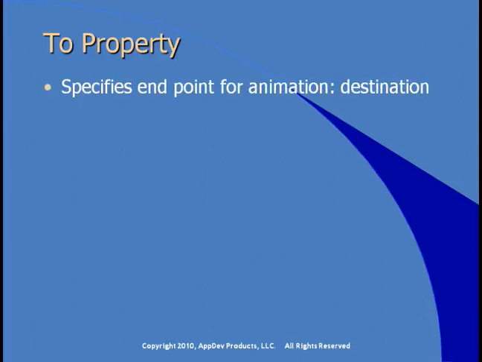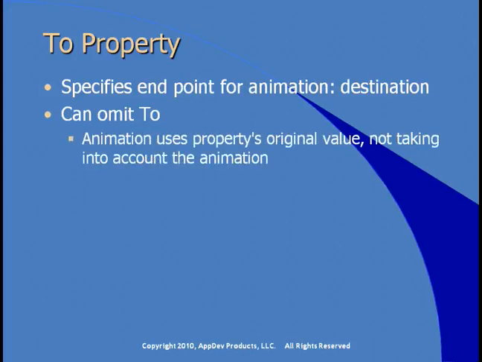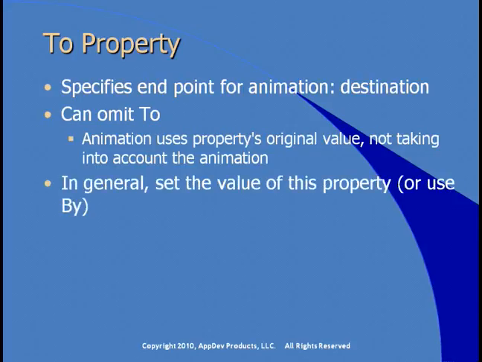The to property specifies the endpoint for the animation, that is, its destination. You can omit the to, and the animation will use the property's original value, not taking into account the animation. I suggest you don't omit the to. In general, you want to set the value of this property or use the by property, which we're about to see. Either to or by should be specified.